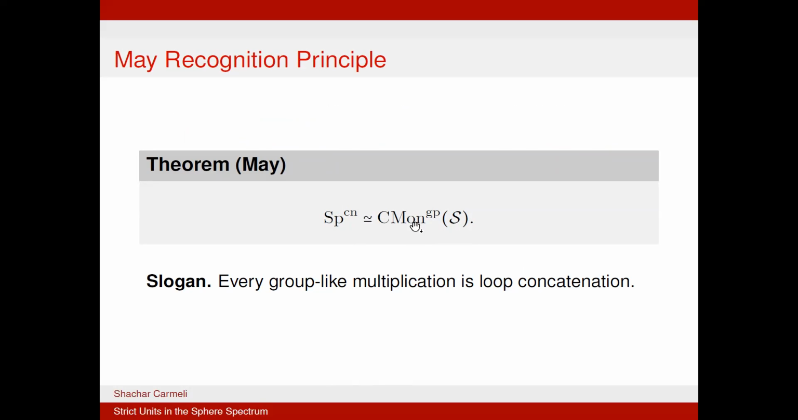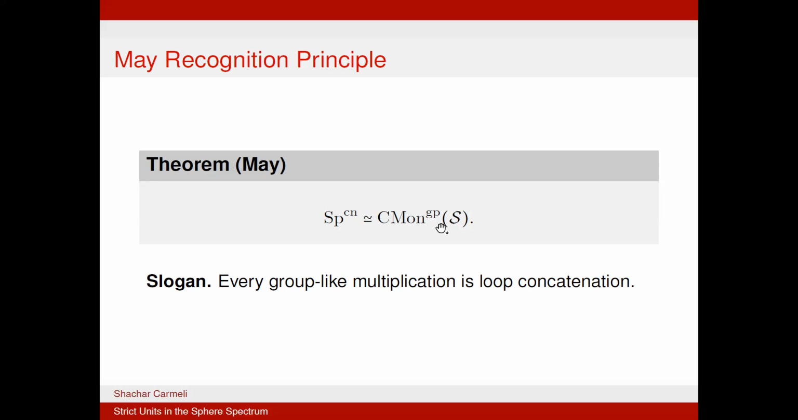So the slogan for this theorem is that secretly, whenever we have a group-like multiplication, which is coherently commutative and associative, secretly it is given by loop concatenation. But the point is that in this talk, I would like to talk about multiplications which are given a priori and not think of them as loop concatenation, but think of them on their own right. So I would always prefer the right-hand manifestation and think of connective spectra in this form.